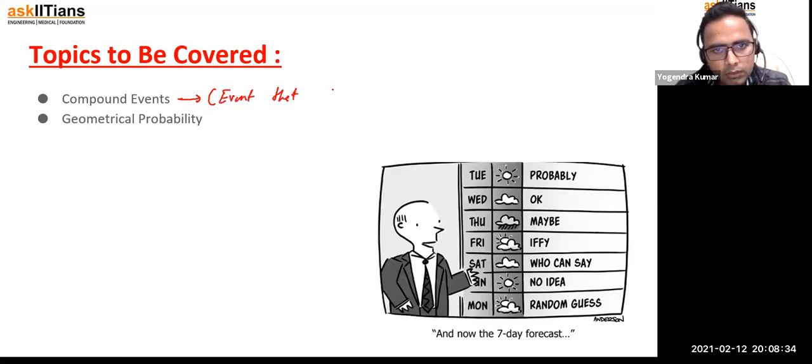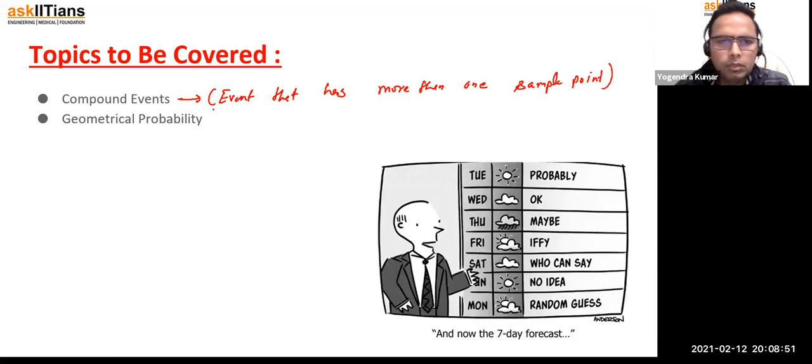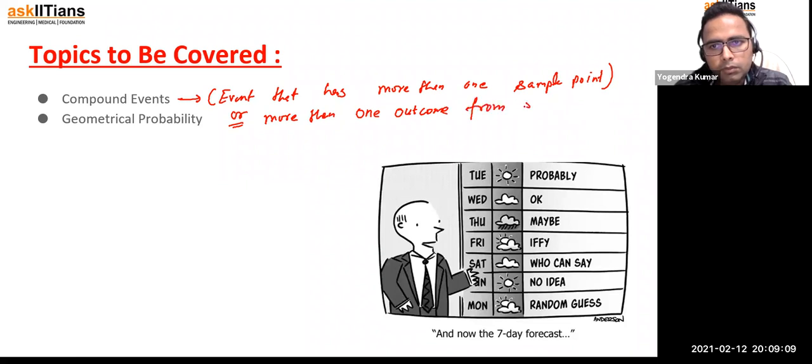An event that has more than one sample point. Now what is a sample point? An outcome point. Or the event which has more than one outcome from the sample space. More than one outcome from the sample space, right? This is what we need to remember.